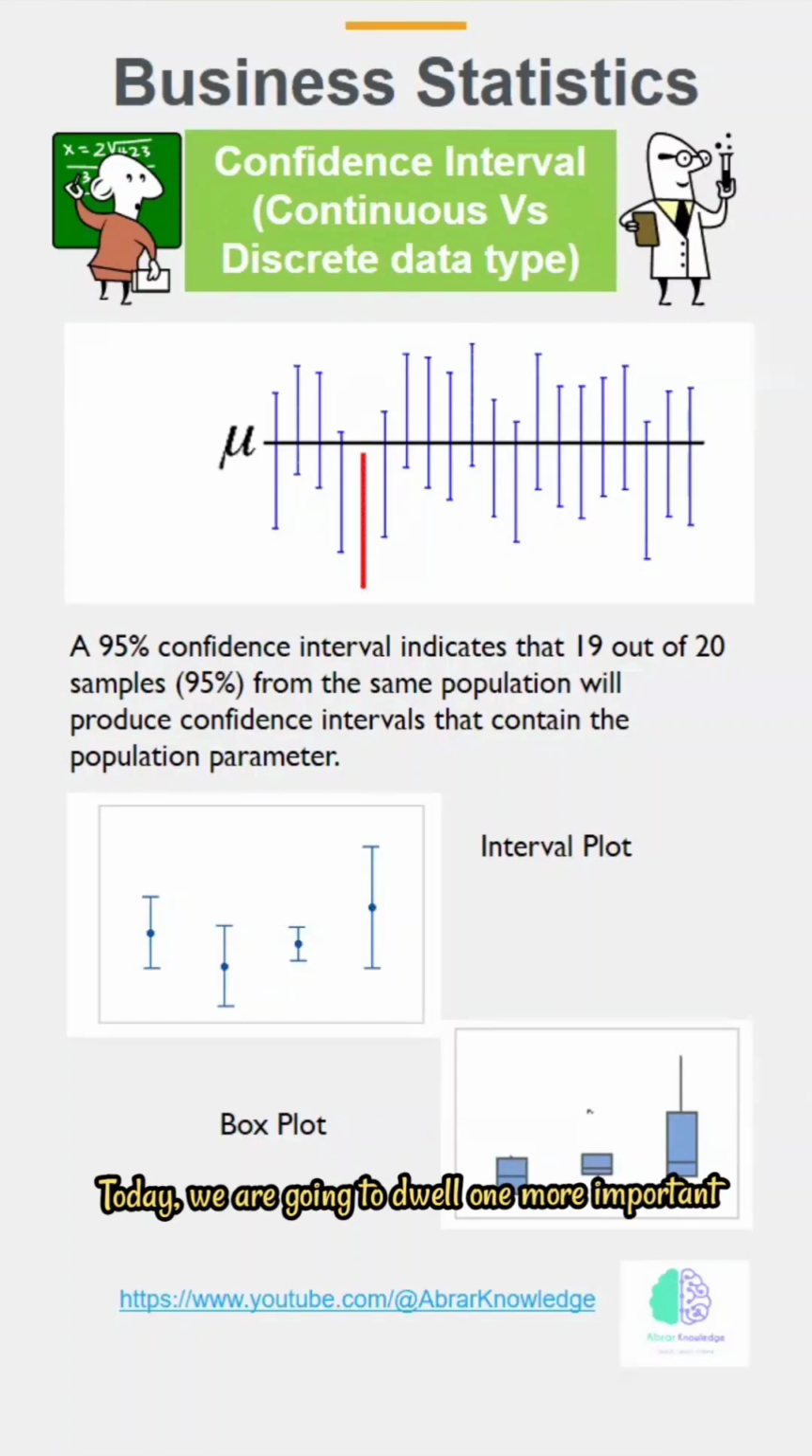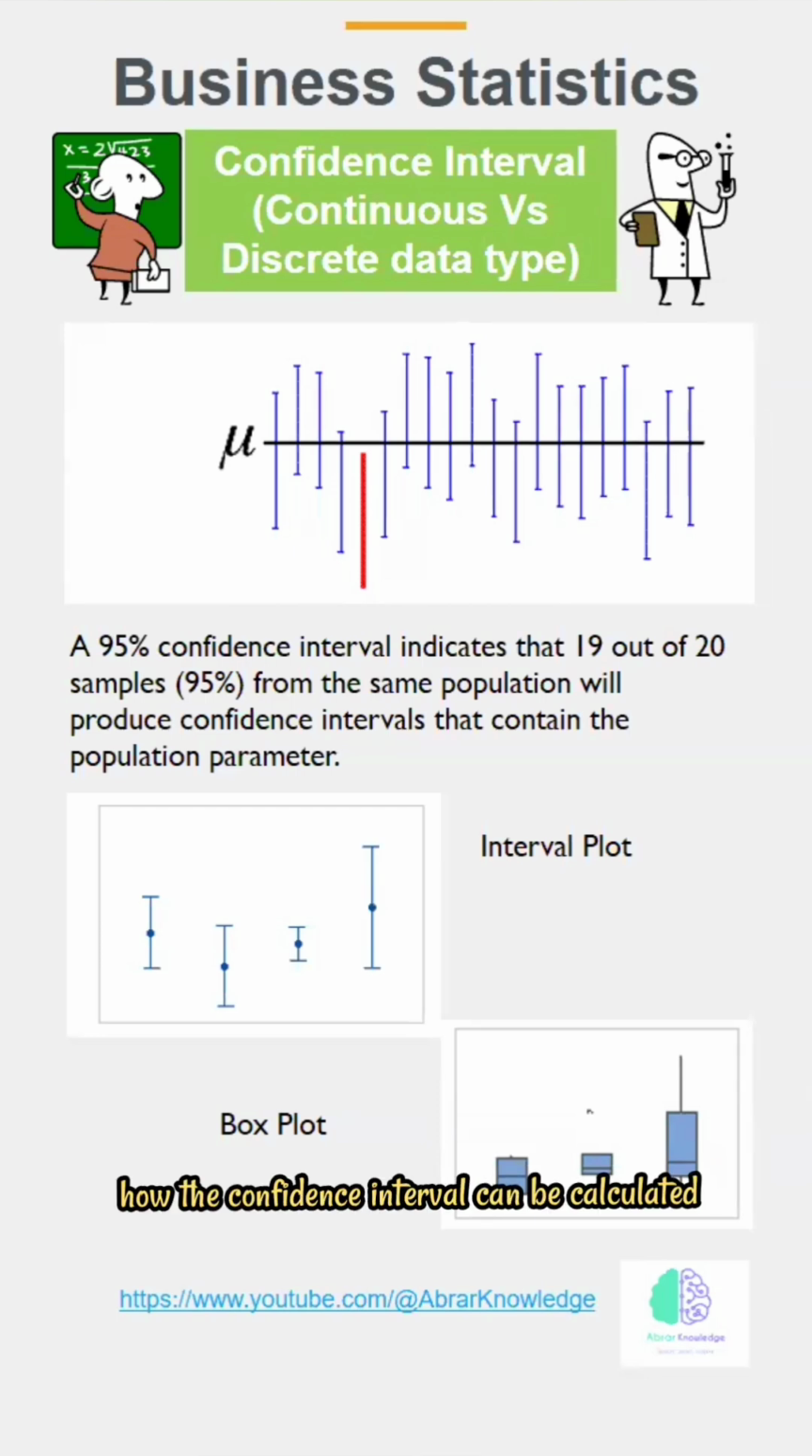Today we are going to dwell on one more important topic from a business statistics perspective: confidence interval. Whenever we say confidence interval, we tend to think that it applies only to continuous data, that is variable data, or anything which you can measure. However, we can apply it to discrete data as well. Discrete data is also known as attribute data. How? Let's go further.